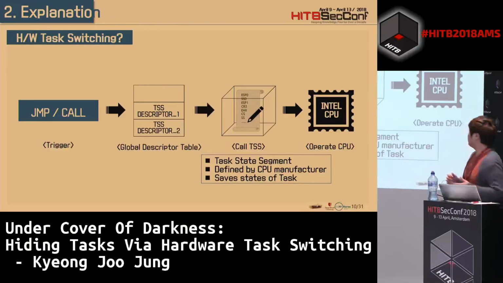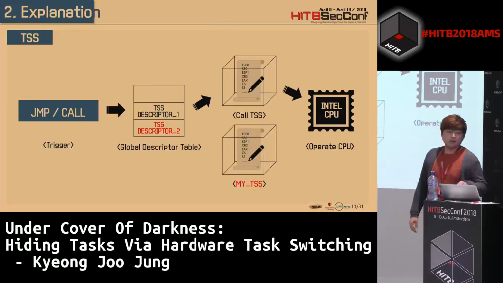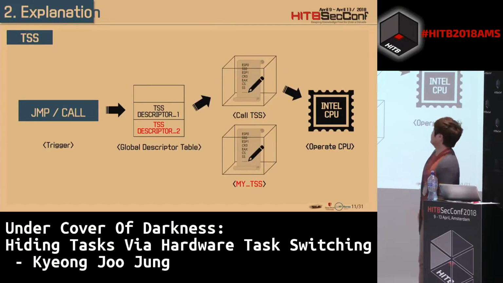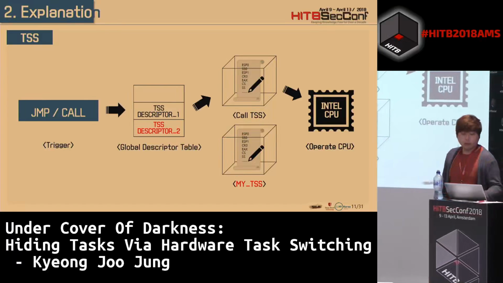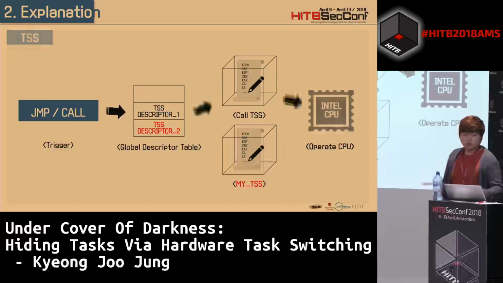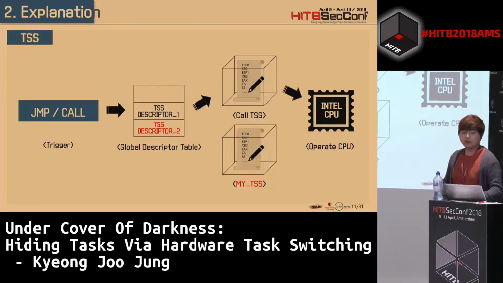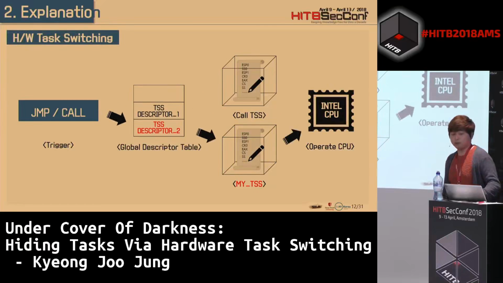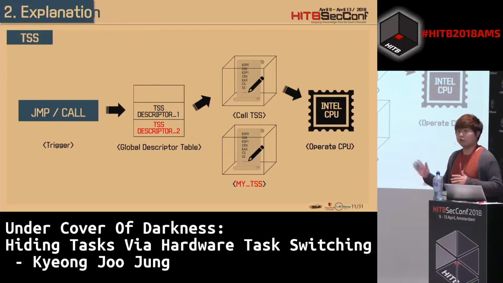What we are trying to do is create our own TSS called my TSS, and we made a TSS descriptor to point to this address. When we trigger the jump or call instruction, it will automatically switch the TSS to my TSS to operate our own task. If we trigger it, it will go to my task. If we just finish our task, it goes back to the normal task. That's what we're trying to do here.